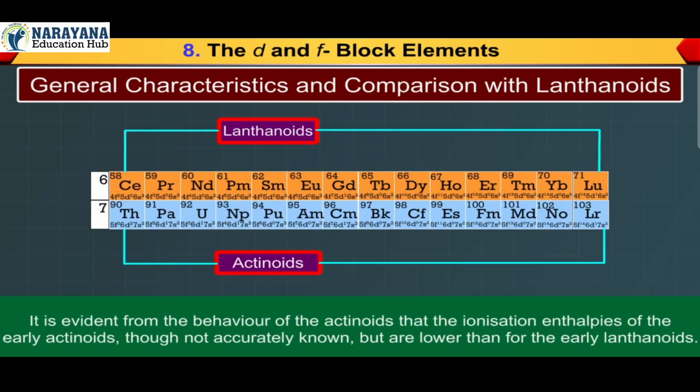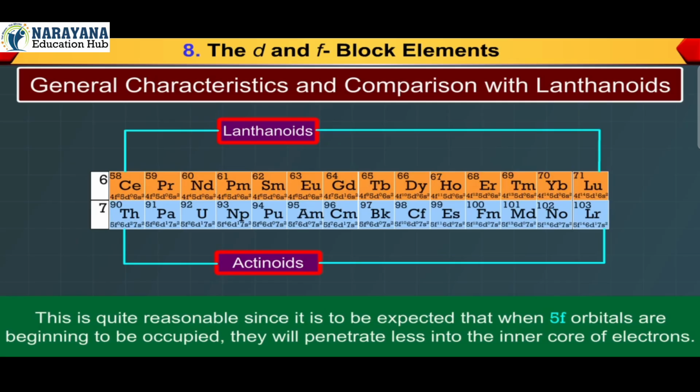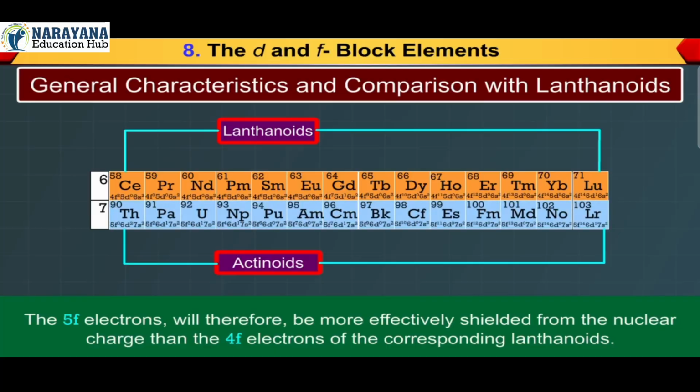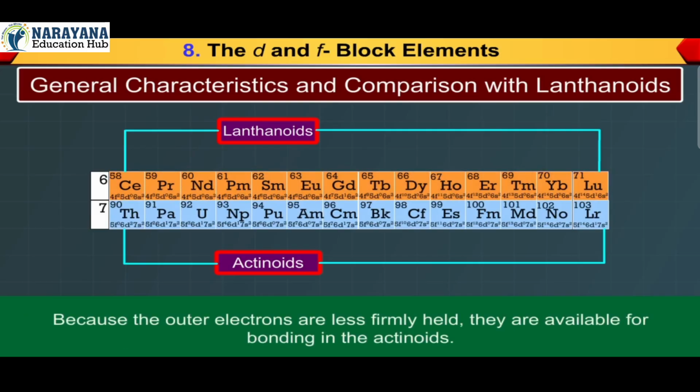It is evident from the behavior of the actinoids that the ionization enthalpies of the early actinoids, though not accurately known, are lower than for the early lanthanoids. This is quite reasonable, since it is to be expected that when 5f orbitals are beginning to be occupied, they will penetrate less into the inner core of electrons. The 5f electrons will therefore be more effectively shielded from the nuclear charge than the 4f electrons of the corresponding lanthanoids. Because the outer electrons are less firmly held, they are available for bonding in the actinoids.